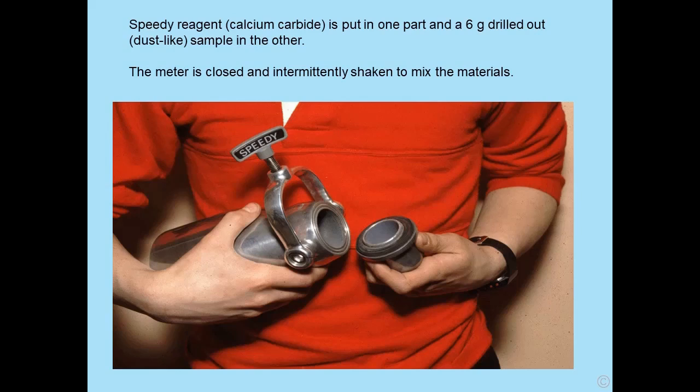You see the meter in two parts with an O-ring, and a 6 gram sample is weighed out, a dust-like sample. It must be dust-like, and put in the other part of the meter. The meter is closed and intermittently shaken to mix the materials.